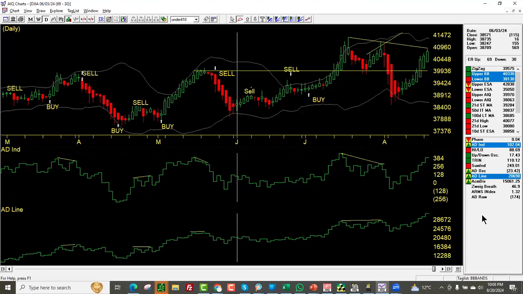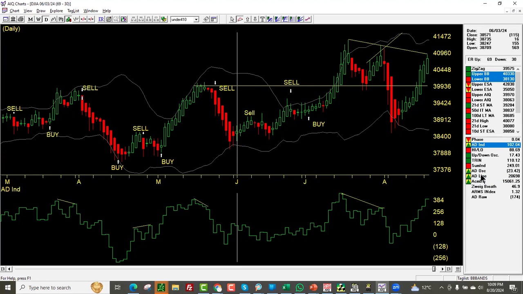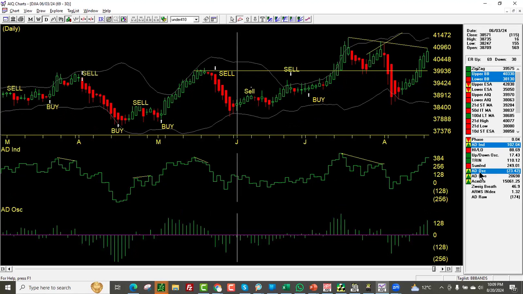We've got rid of the AD line because it isn't really telling us a great deal. You can say there are some divergences, where price action reaches a new high whereas the line doesn't. But it's far more obvious in the AD indicator. So we'll hold down the control key and get rid of the AD line. And I'm going to bring in now the AD oscillator, or the McClellan Oscillator.